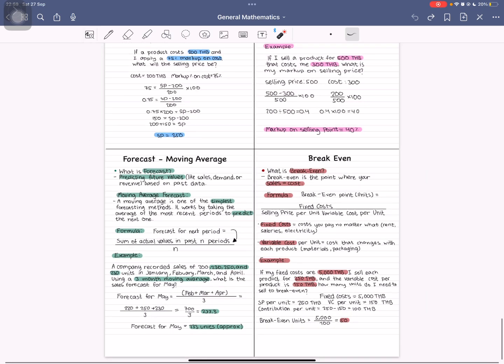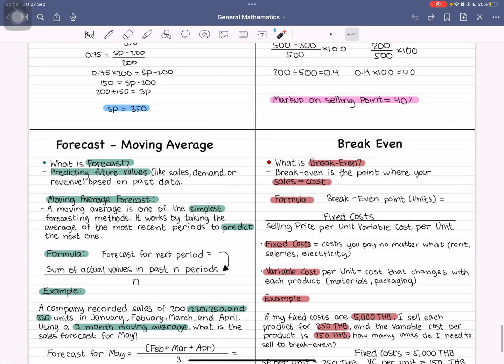And hooray, we have finished 3 topics. And next one is break even. What is break even? Break even is the point where your sales equal cost. So you won't get profit or lose profit, I guess. Yeah. So the formula for this one is fixed cost over selling price per unit minus variable cost per unit.